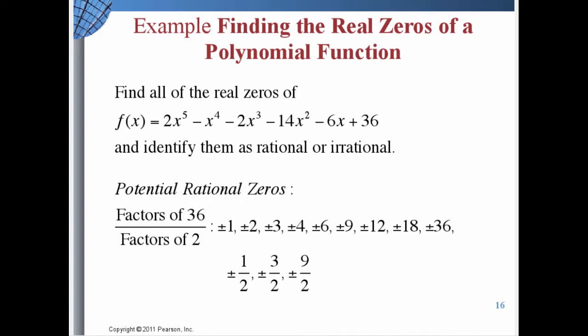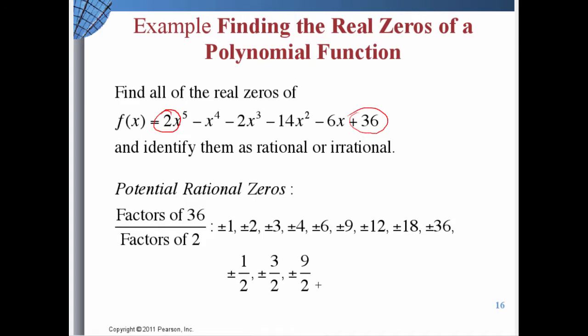So the potential rational zeros from the rational zeros theorem, we take all the factors of our last term, 36, and put them over the factors of 2. So for all the possibilities, we've got to take every single factor of 36 and put it over every single factor of 2 and list out all the possibilities here, okay? So all of these are possible zeros of our function.